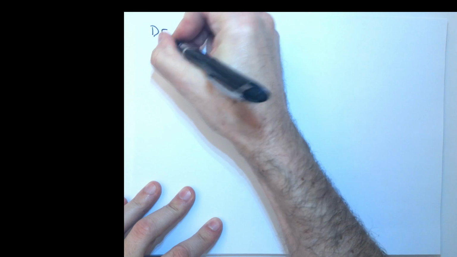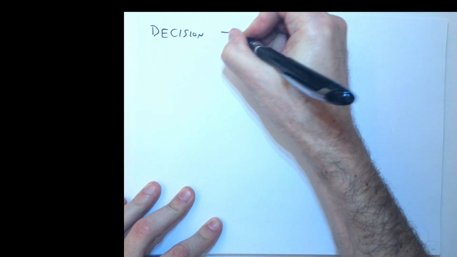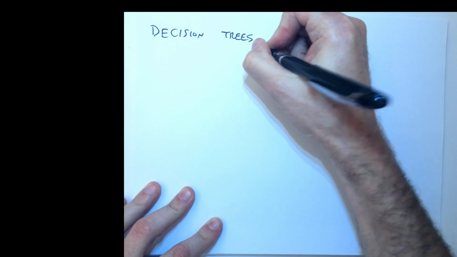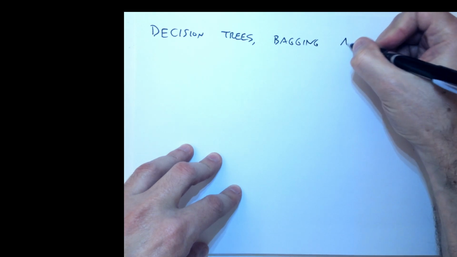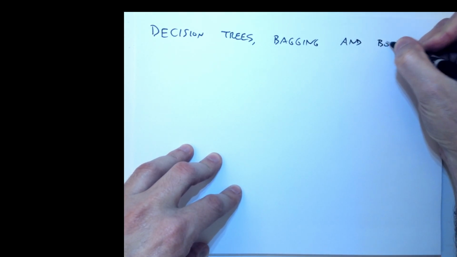Okay, so what I want to talk about today is a mix of things centered around what are called decision trees. So in a broad sense, today's lecture will be decision trees, and then a couple of things towards the end that are called bagging and boosting.